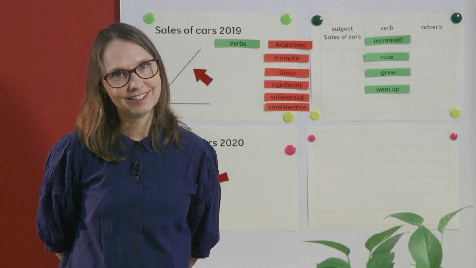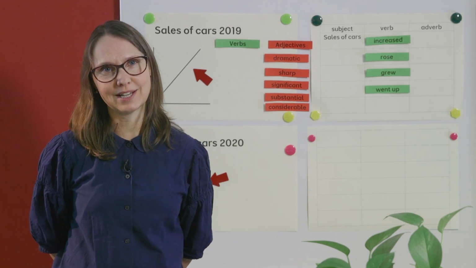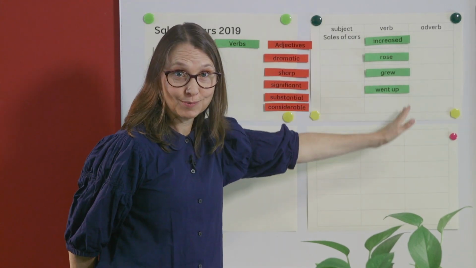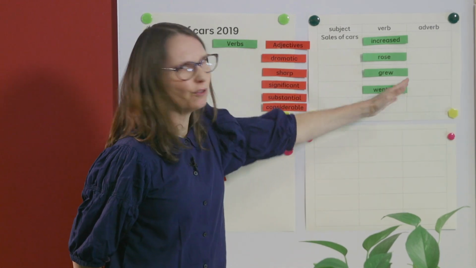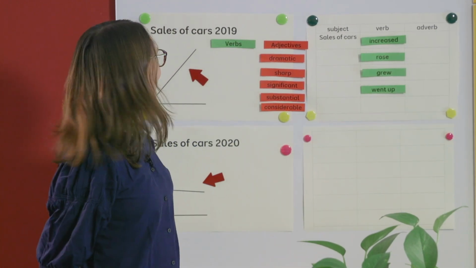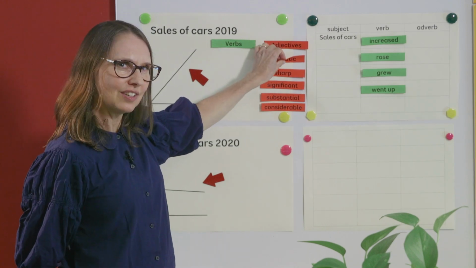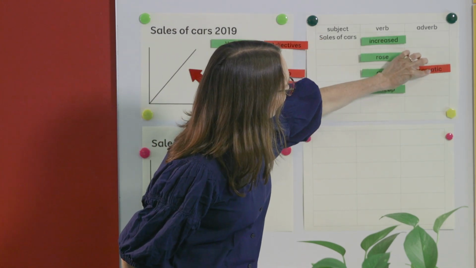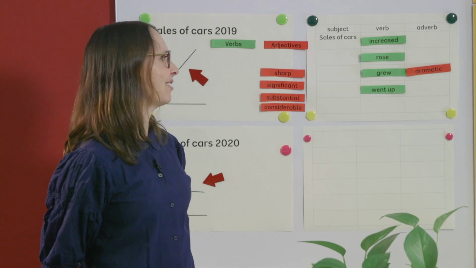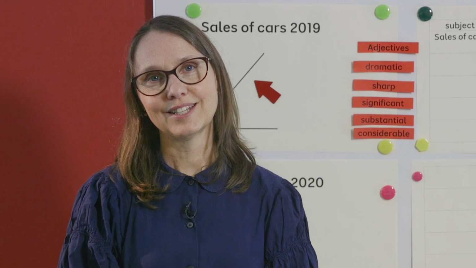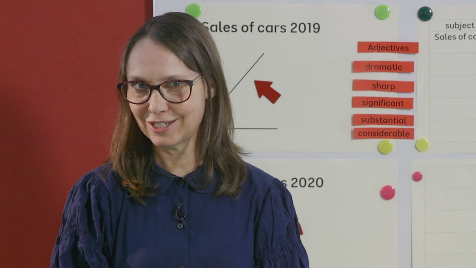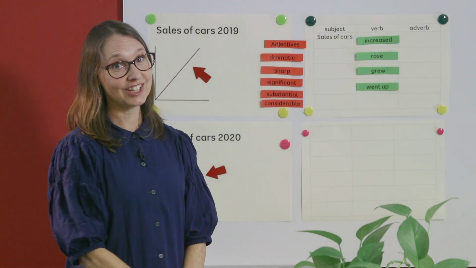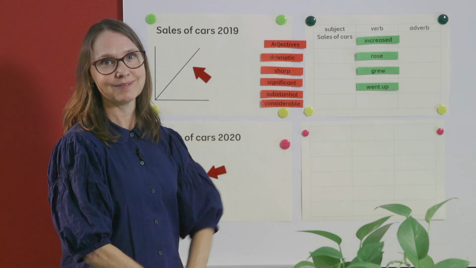In this section, let's look at how we can use adverbs to describe data. Here, I have a subject and a choice of verbs to describe the data, but what word form can I put after the verb? Can I put an adjective here? Sales of cars grew dramatic? That does not sound right, so no. To describe the action of the verb, what do we need to use? We need to put an adverb here. Let's change these adjectives into adverbs.